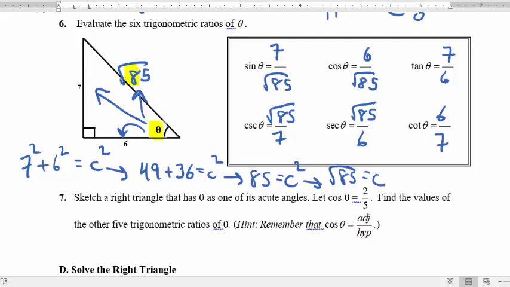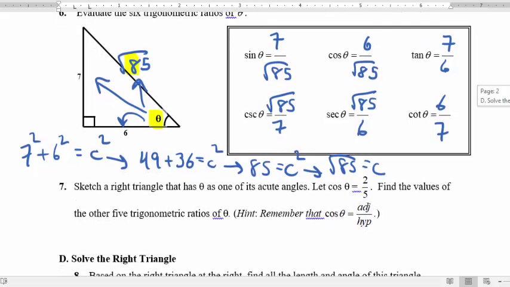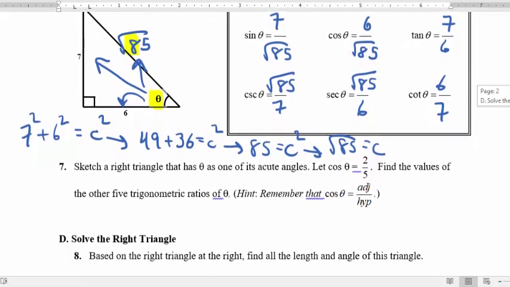And we're not solving for the angle there. We're just stating what the 6 trig ratios of that angle theta are. We don't know what theta is. We just know those are the trig ratios of that angle.